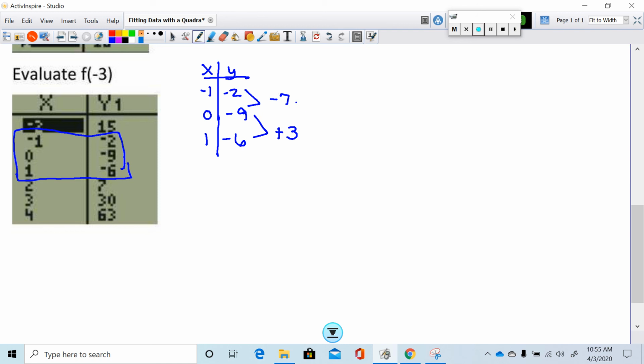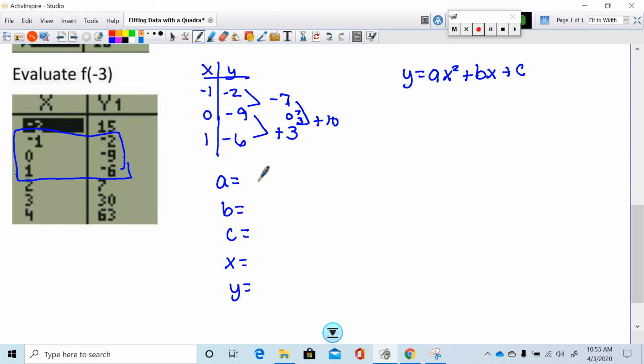That's the first difference. The second difference, from negative 7 to positive 3, you've got to be careful with this, because from negative 7 to 0 is 7 units, and from 0 to 3 is 3 units, so this is adding 10. So my second difference is 10. Again, I'm looking for a, b, c, x, and y, and the standard form is y equals ax squared plus bx plus c. A is the second difference, 10, divided by 2, so that is 5. C is the y-intercept. In this case, it's a negative 9.